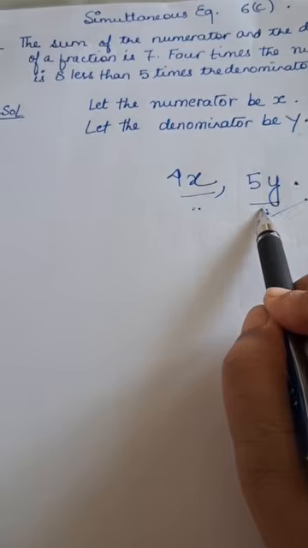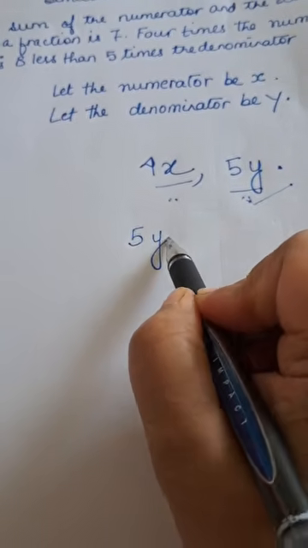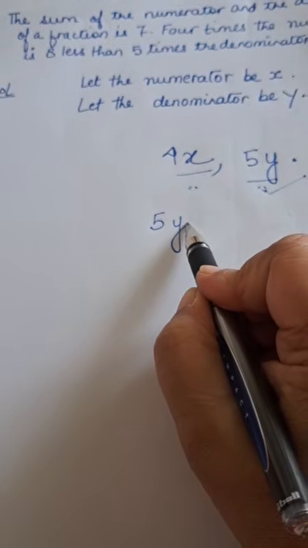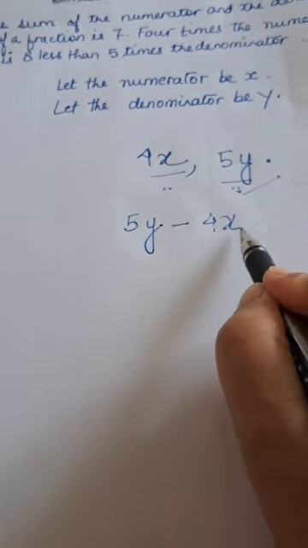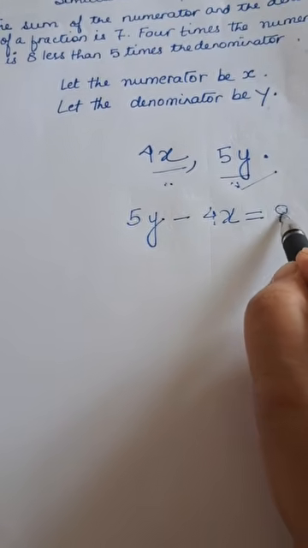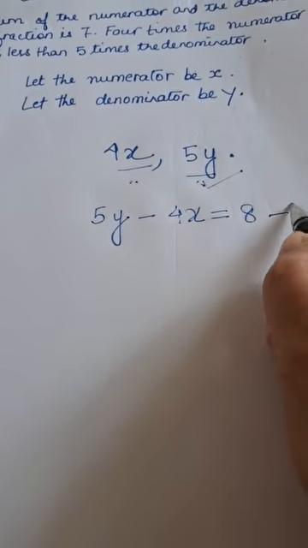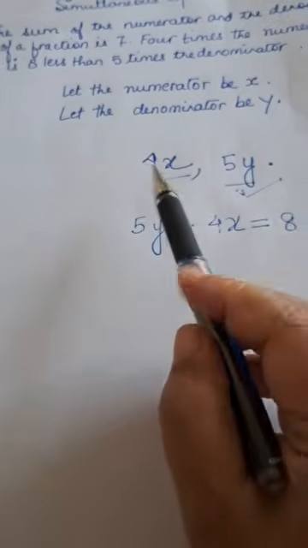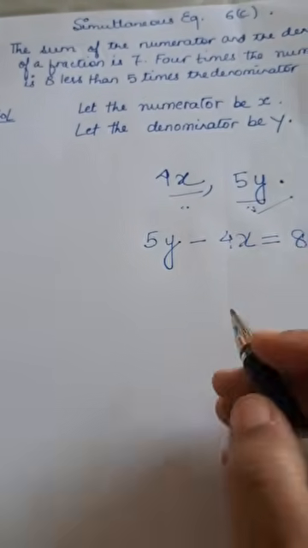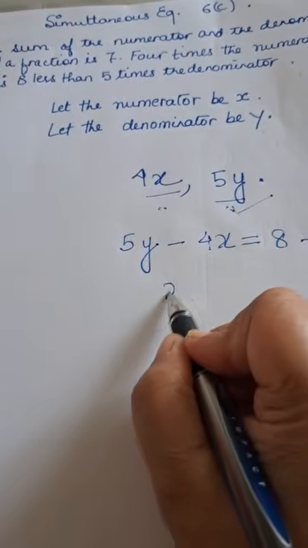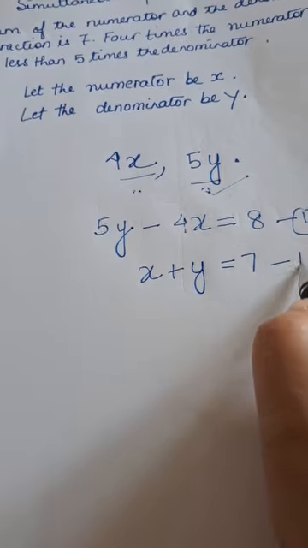The difference is 8. So what we can write, 5 times the denominator, that becomes 5y, which is bigger than the 4 times the numerator. And what is the difference between the two? It is 8. So this becomes our second equation. And what is the first one? The sum of the numerator and denominator is 7. So the first equation can be x plus y is equal to 7, that is 1.